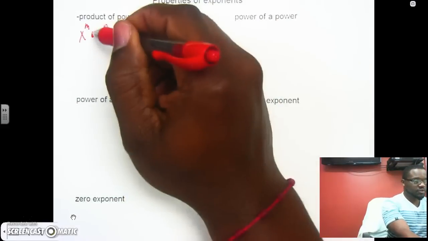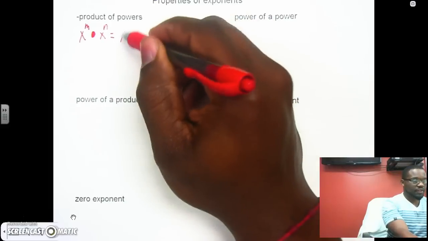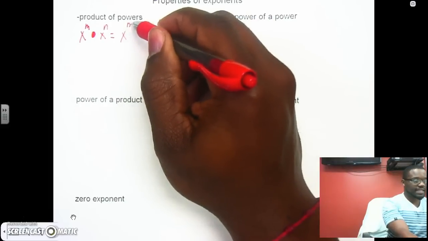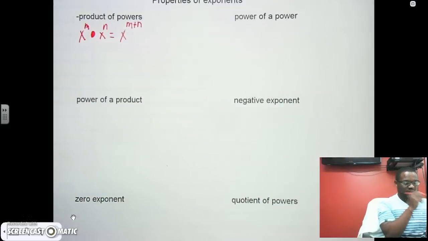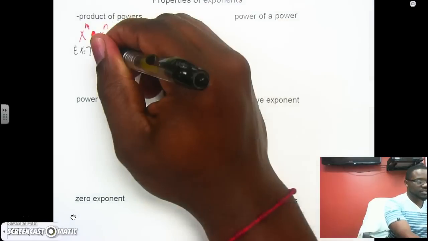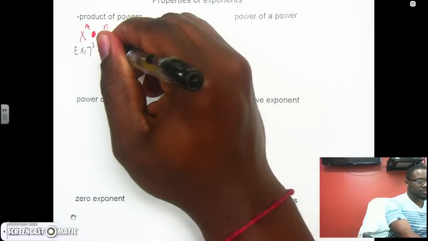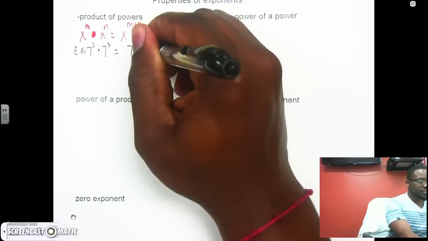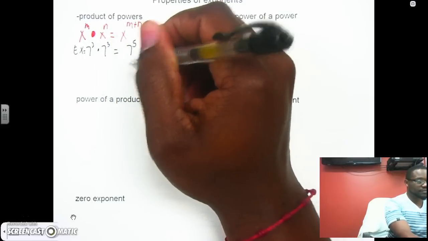Two things being multiplied, that's a big multiplier dot there. You multiply them by adding the exponents. Okay? That's the property. Here's an example. An example of that would be 7 squared times 7 to the third power, and that equals 7 to the fifth. 2 plus 3 is 5.